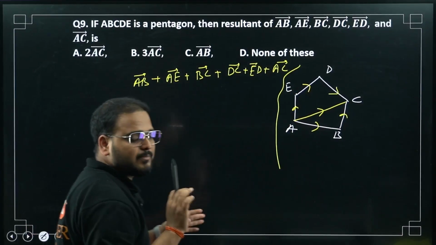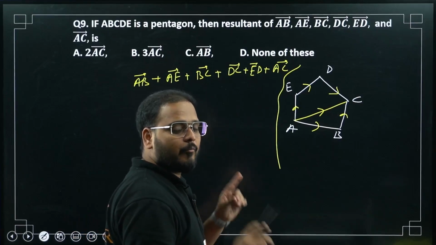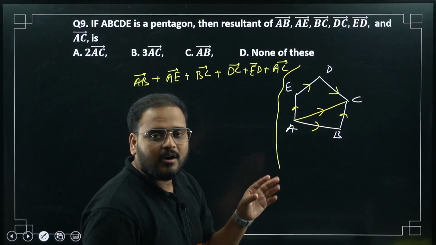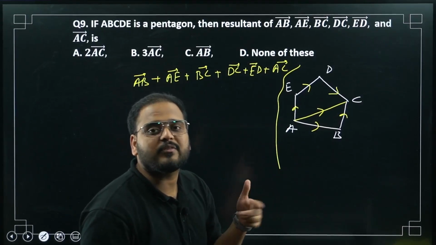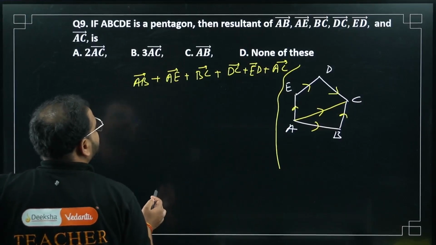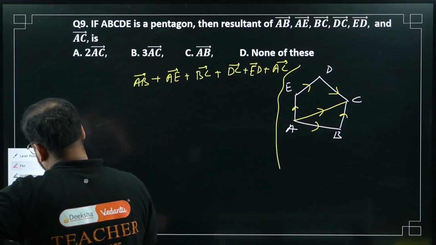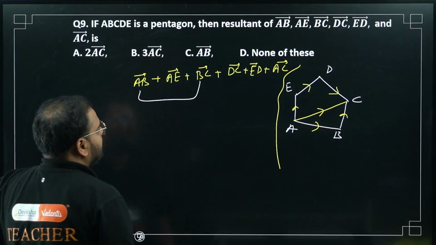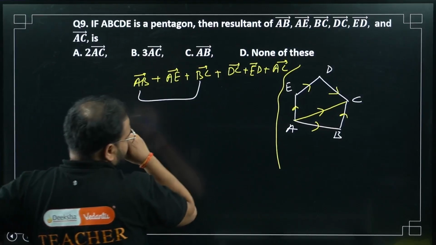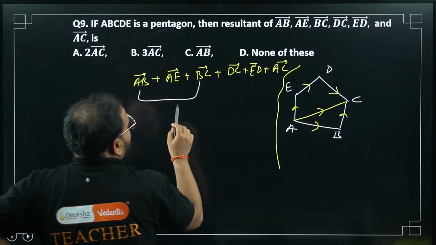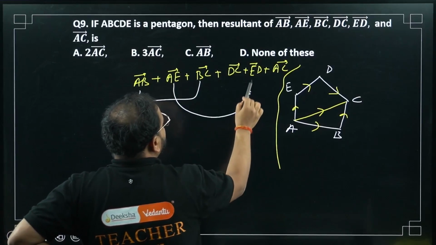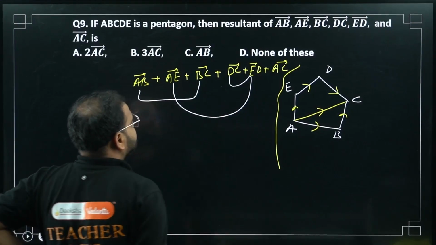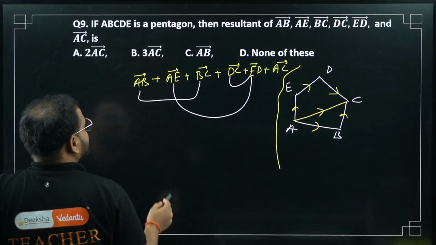We have to use what? The concept of triangle law, or what is the main thing? The terminal point of the first vector has to be equal to the initial point of the second vector. So I'll arrange something. I'll club them together. Please check. Look for that combination. AB, BC. Okay. AB, BC. All right. AE with ED with CD or DC. Correct? Let's see the combination now.